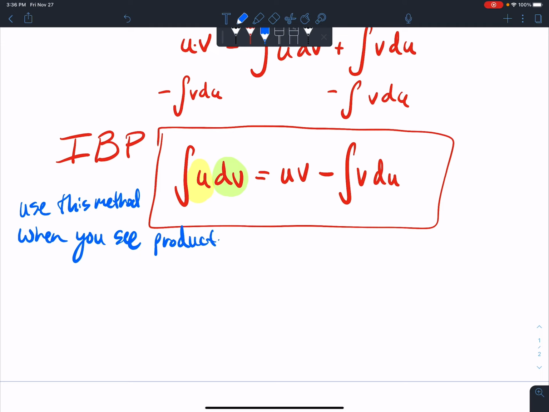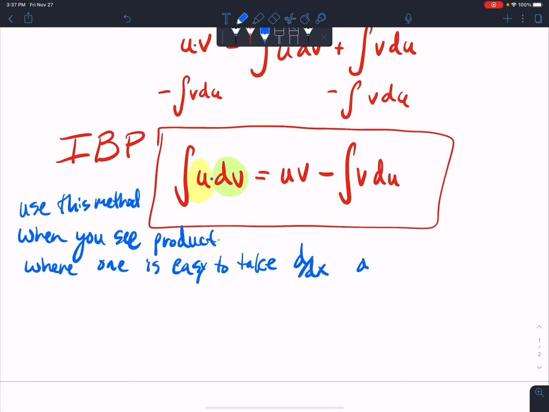Okay, remember integration by parts undoes the product rule, so it makes sense that you're seeing some product of two different things. Okay, so when you see a product where one is easy to take the derivative of and the other is easy, relatively speaking, to integrate.